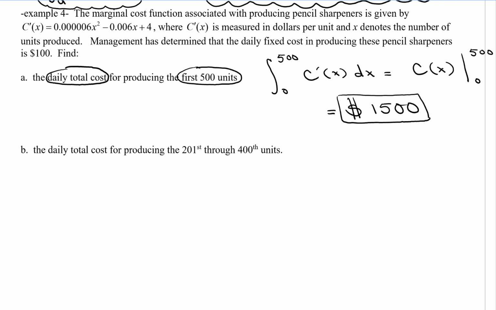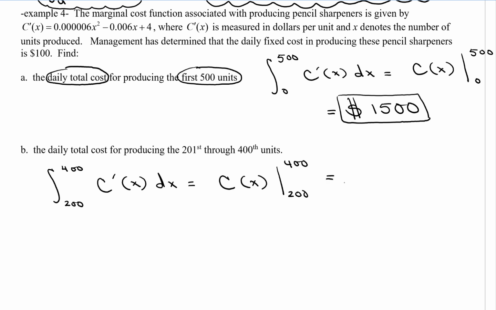B, the daily total cost for producing the 201st through 400th units. So this is going to be the integral of 200 to 400. So our lower limit is 200, our upper limit is 400 of C prime of x dx. And this is going to be equal to C of x evaluated from 200 to 400.